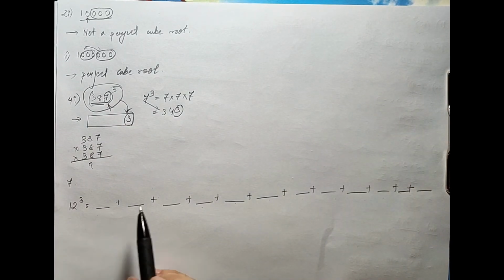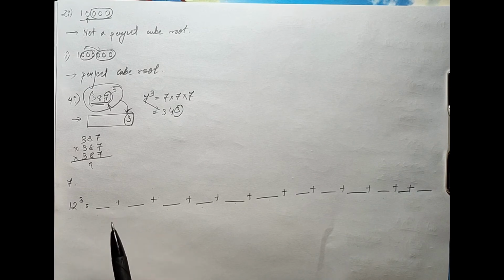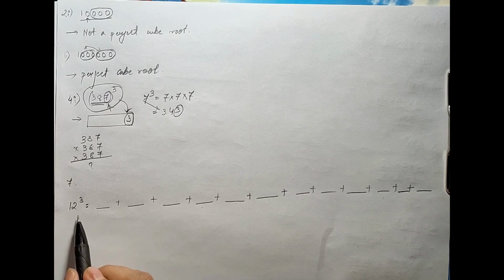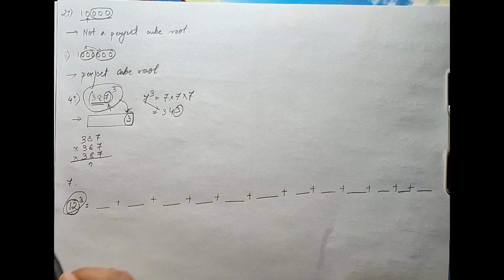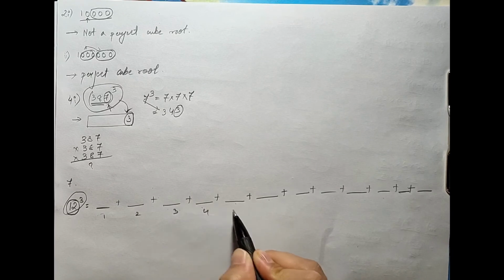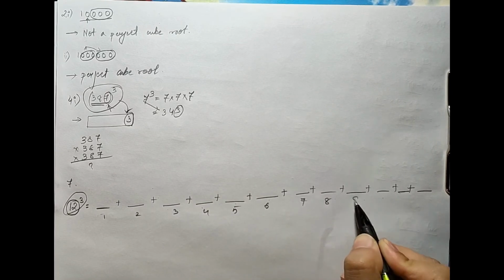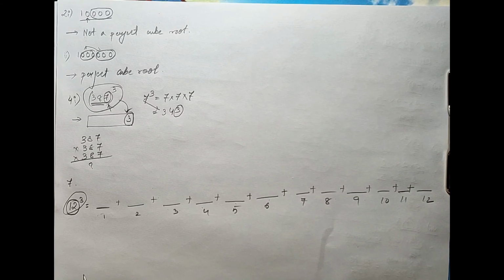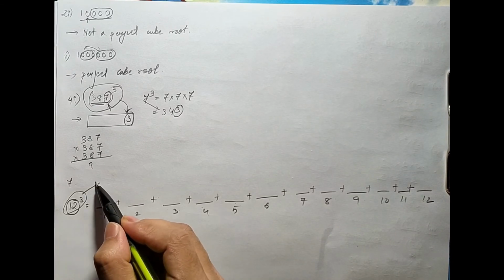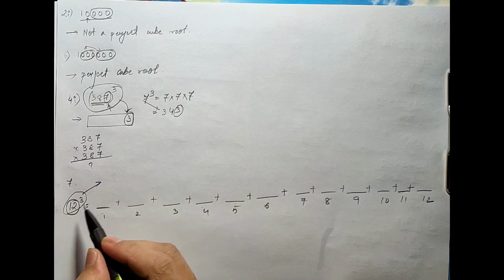Let us do this question shown on the right hand side of the screen. Find the odd numbers to be added to get the following cubes. So here you'll have to fill it up with odd numbers such that you get 12 cube. Now we know that since the base is 12, the number of spaces will also be 12: 1 2 3 4 5 6 7 8 9 10 11 12. And if you remember, the trick requires us to find 12 cube. So let us find 12 cube.